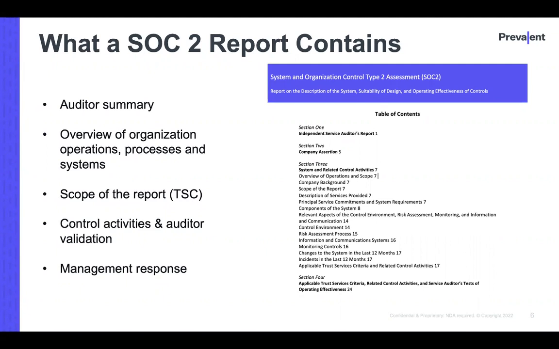Moving on then to the control activities and auditor validation. This is where we get into the detail of those controls, and we start to identify what the control is, how the company has responded or used that control, and then the auditor's response. So their view and their analysis of the controls, and if there are any exceptions or not that are captured as well. If there are exceptions, and I'll explain later on what an exception is, there then will be some form of management response in the report as well.